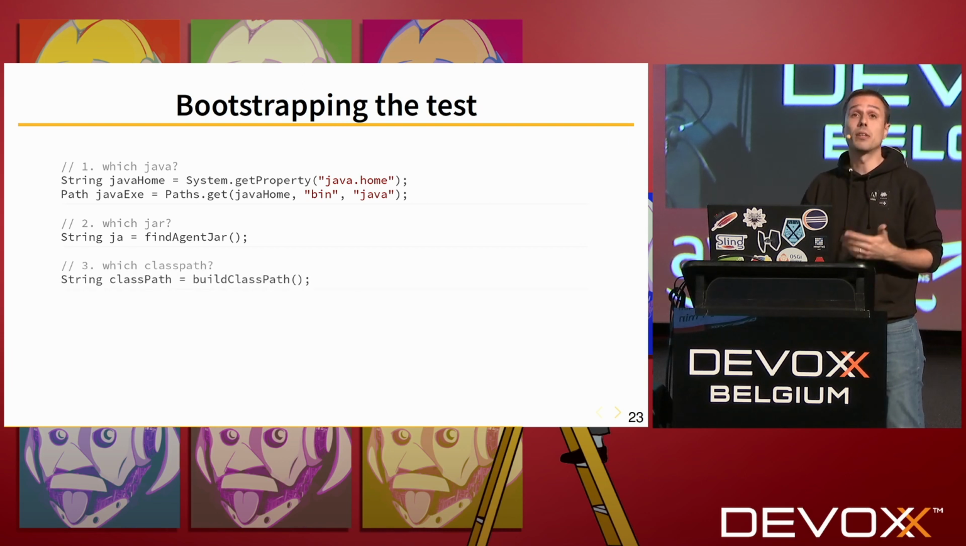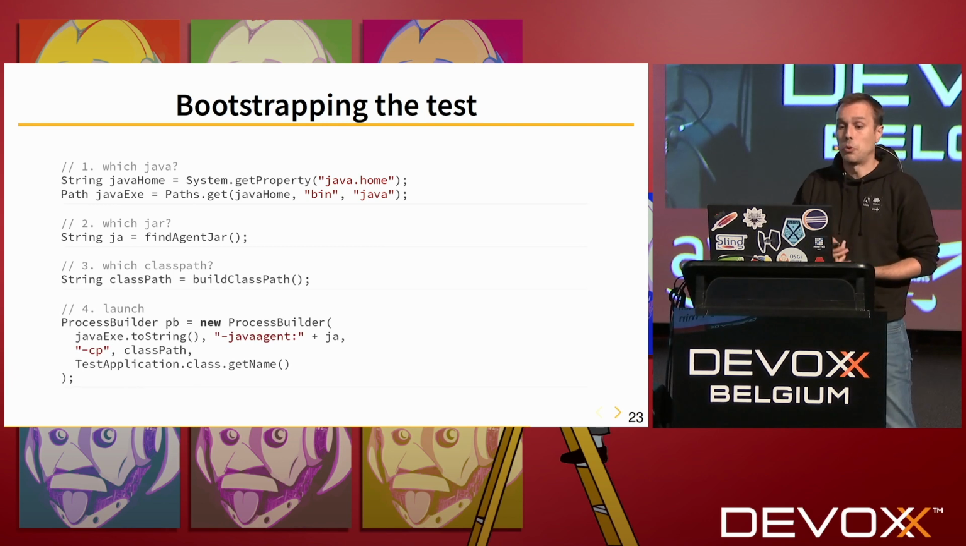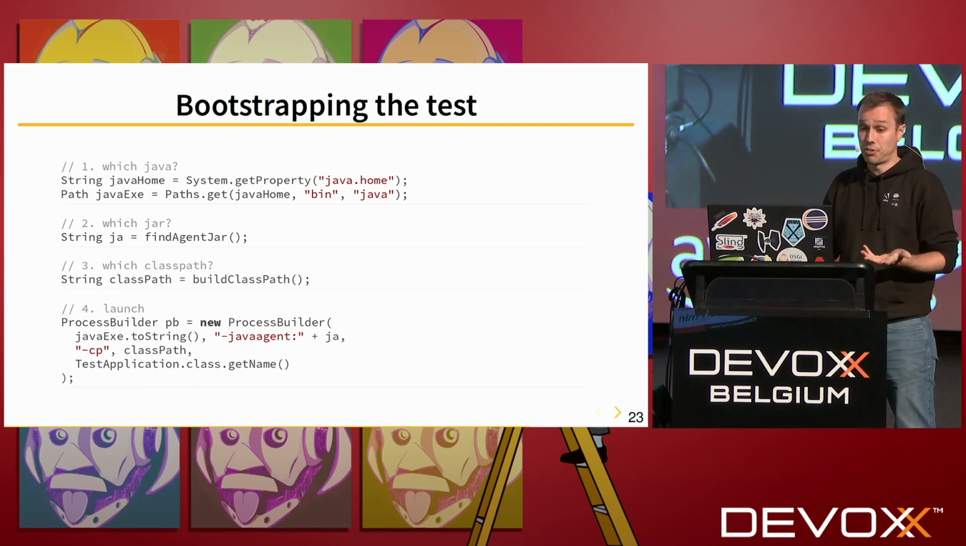Then you need to build a class path. Minimally, this needs to include the target test classes directory, but maybe you have external dependencies as well that you exercise when you run your test application. So you need to download them either ahead of time or dynamically place them somewhere and add them to the class path again. So it's starting to look a little bit like this.